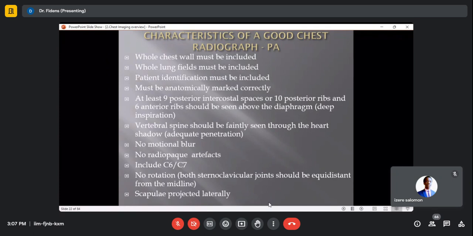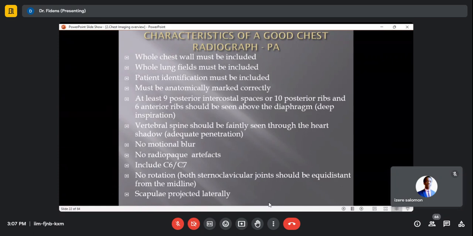Okay? And number 6, the vertebral spine should be faintly seen through the heart shadow. That is a sign of adequate penetration. Faintly, I will show you how faint it can be. When do you say it is faintly seen? Number 7, no motion blur. Normally, when exposing the film, we tell the patient to hold respiration.